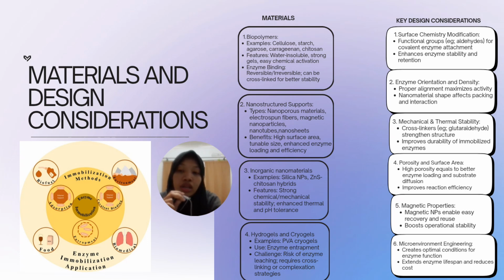And third is inorganic nanomaterial. Example material is silica NPs, ZnS, chitosan hybrid. And its characteristic is strong chemical or mechanical stability, and also it enhances thermal and pH tolerance. And lastly is hydrogel and cryogel. For example, PVA cryogel. It is used in enzyme entrapment. The challenge is risks of enzyme leaching, requires cross-linking or compensation strategies.